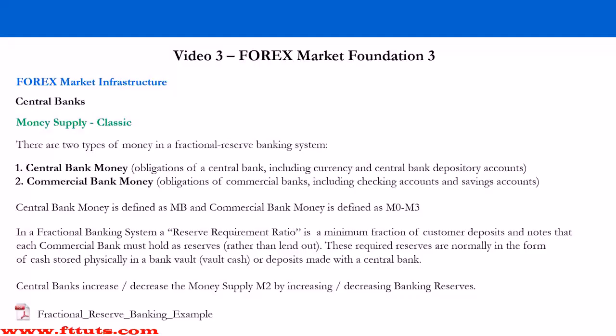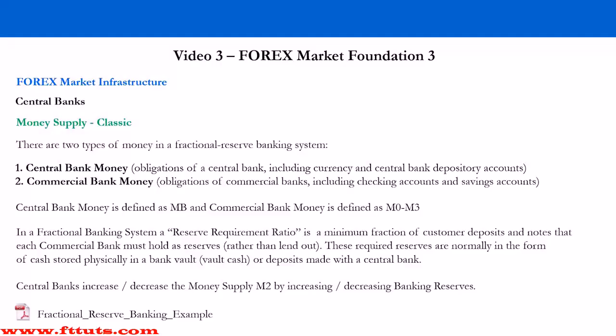And there's basically two types of money in the fractional reserve banking system. There's central bank money, which is basically obligations of a central bank, including currency and central bank depository accounts, but also commercial bank money, so obligations of commercial banks, including checking accounts and savings accounts. Central bank money is defined as MB, and commercial bank money is defined as M0 to M3.